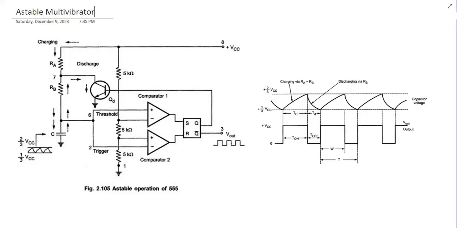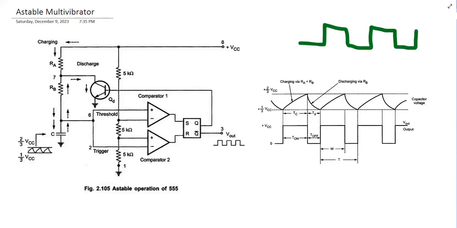So in the previous video we have understood how the circuit works for the monostable multivibrator, and let's see the next application, that is the astable multivibrator. And as I have told, an astable multivibrator is one where both the on as well as the off condition are in the unstable state.